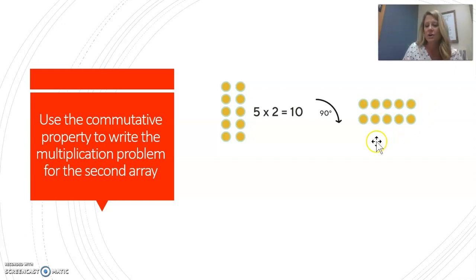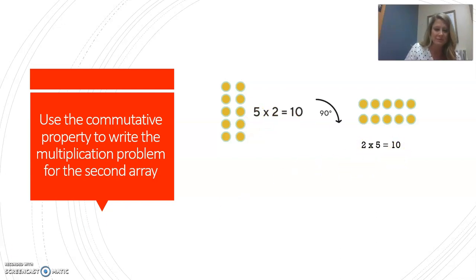5. So we are seeing that there's still 10 balls, but we've changed the order of the factors. Instead of having 5 times 2, we now have 2 times 5. And that should give us the same exact answer because we see it doesn't change the overall product. So this array shows us that the commutative property works, that it doesn't matter the order of the factors, it just matters that the factors are the same. So 5 times 2 equals 10 is the same as 2 times 5.